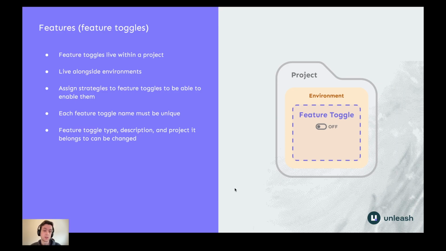The feature toggles live within a project. So the environments live globally, right? And the feature toggles live within a project. A feature toggle can only live within one project, but it can be moved between different projects. Feature toggles are unique by name, so that's sort of their key. So you can't have two feature toggles with the same name. Within each feature toggle, you can change any of the types, description, and so on. You can even move it between projects, but you cannot change the name since that is its unique value.